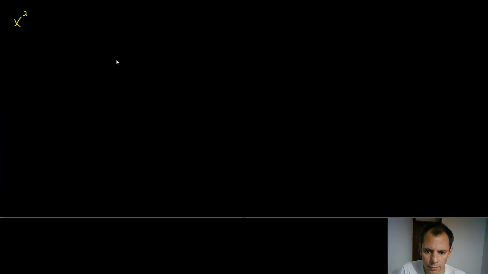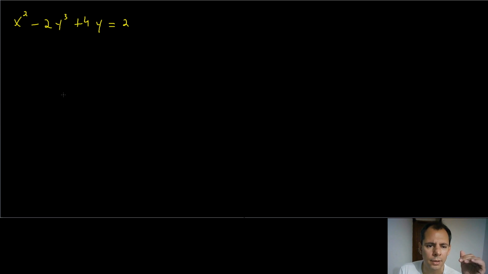x squared minus 2y cubed plus 4y equals 2. And I'm telling you, the exercise has to tell you that y is a function of x. Is it a function of x? Yes, it is. But it's kind of complicated.